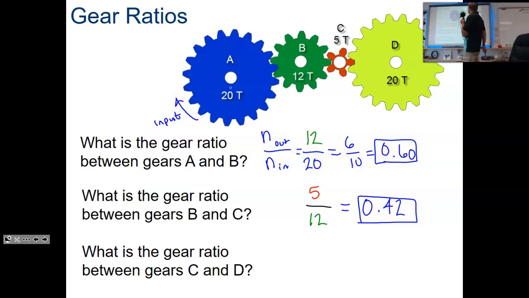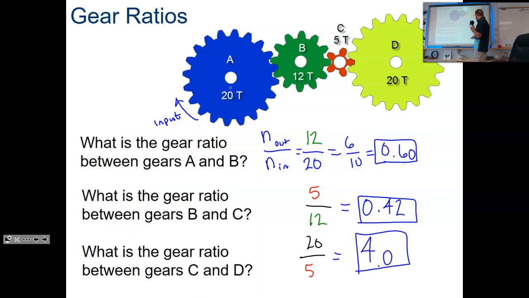What is the gear ratio between C and D? So my output is going to be 20, and my input is going to be 5. So that has a gear ratio of 20 over 5, which is 4. So pretty easy. Just count the number of teeth, assuming that my input is A.